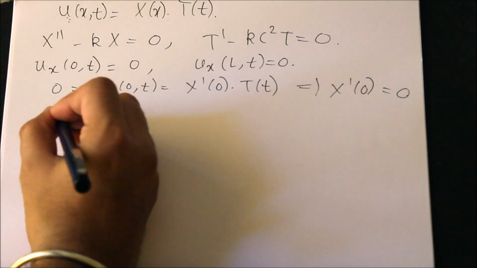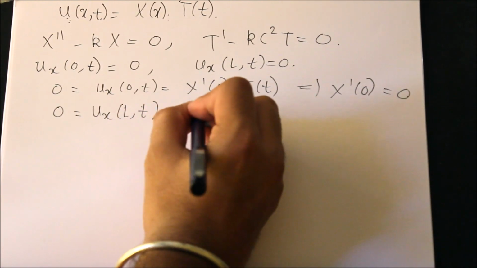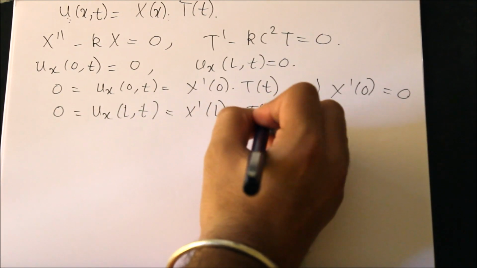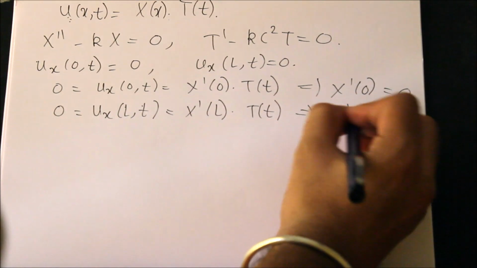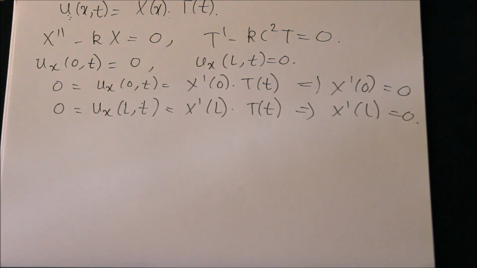And here also, 0 is equal to u_x of L,t, which is nothing but X dash of L into T of t. Again the same thing, this implies X dash of L is equal to 0. In type 1 we got X of 0 and X of L equal to 0. Now here we are getting the same thing for derivatives.